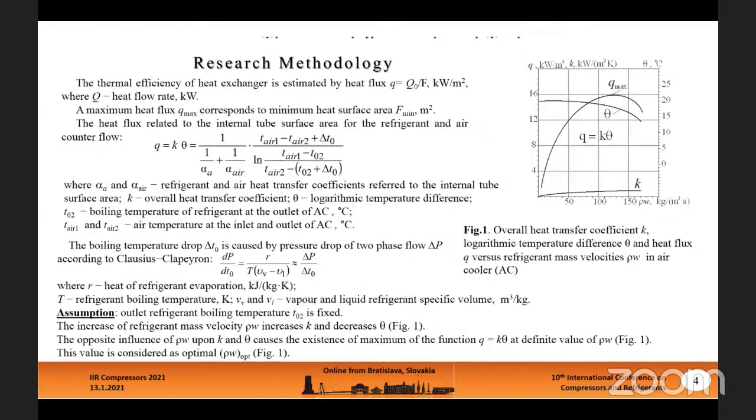The main equations used in the methodology are presented here. Here you see the overall heat transfer coefficient, logarithmic temperature difference, and heat flux as a result, in dependence on refrigerant mass velocity. The opposite influence of refrigerant mass velocity on the overall heat transfer coefficient and logarithmic temperature difference causes the existence of a maximum value of heat flux, and the corresponding mass velocity could be considered as the optimal value.